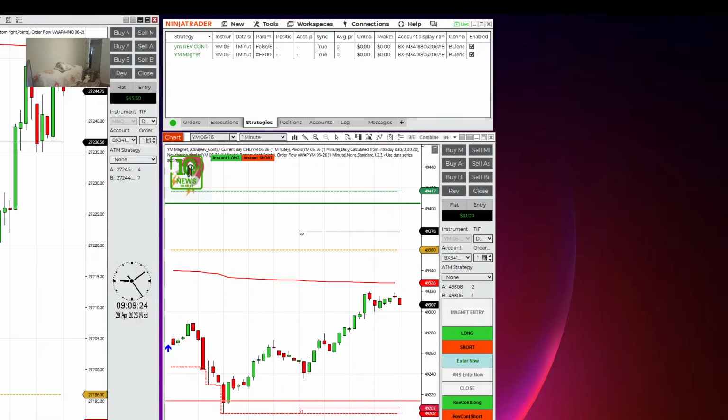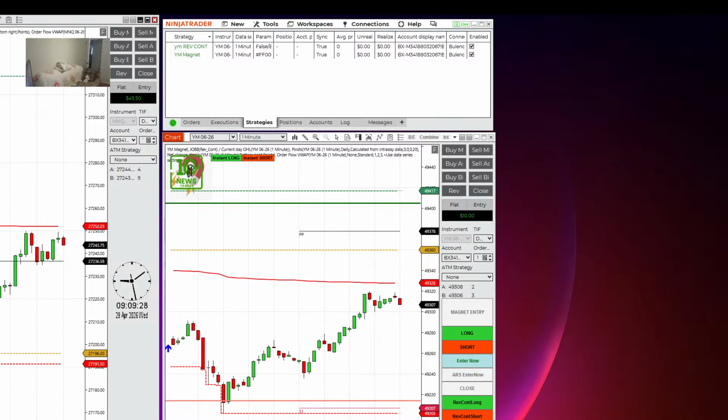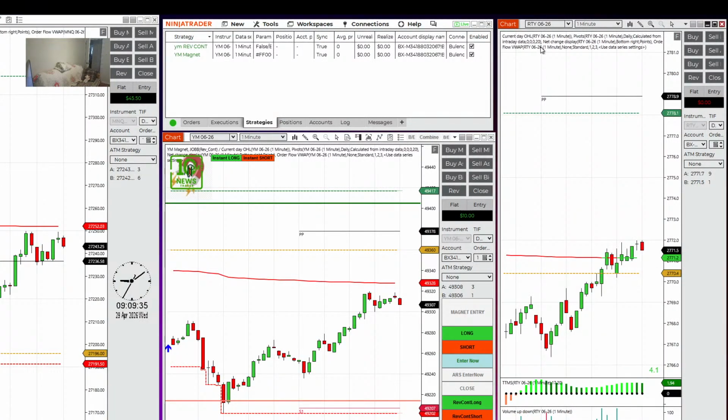All right, so we're changing to the MNQ on our left chart. That's one of our main setups in the morning. We're going to add our RTY trade chart on the right. These are the setups we use now.